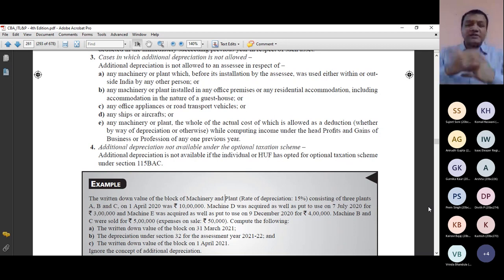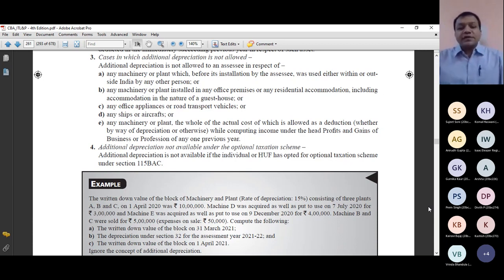Acquisition date and put to use date can be different. I might have purchased the asset today, but used it after 1 month. So it's possible. But in case of machine D, the acquisition date and put to use date are the same. Now, is it put to use for 180 days or more? Precisely yes, because if you count from 7th July 2020 till 31st March 21, the days are 180 or more.